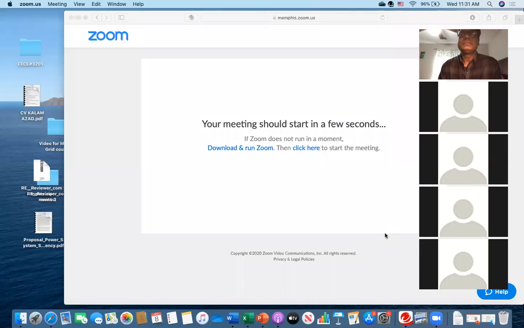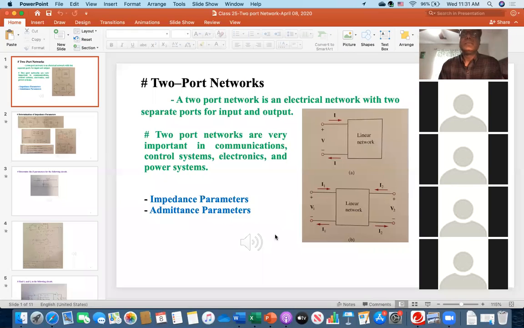Okay. Now let me share my screen. Can you see my screen now? Yes, I can see it. Yeah, the title is Two-Port Networks.